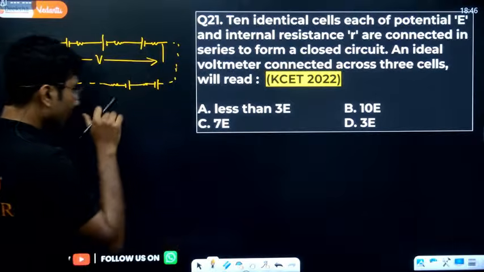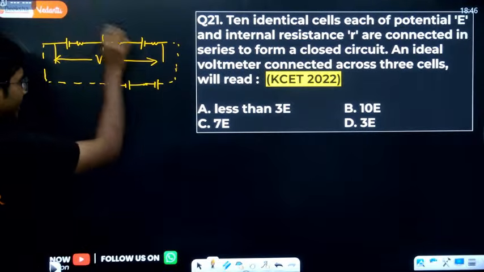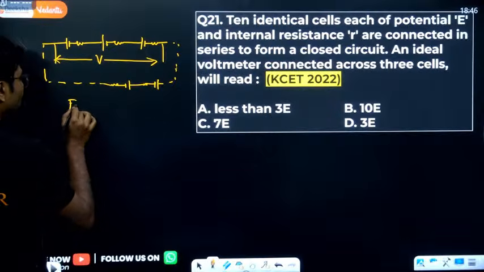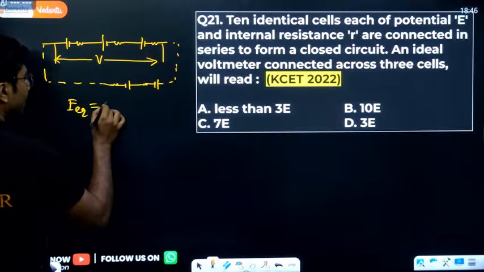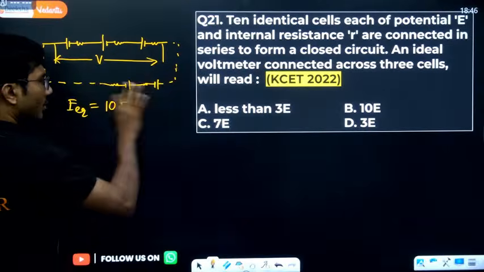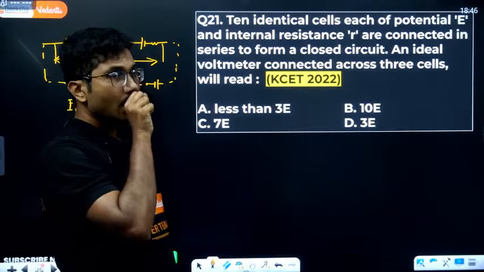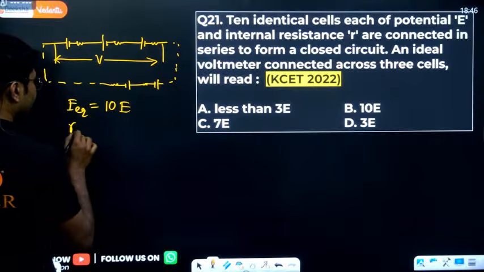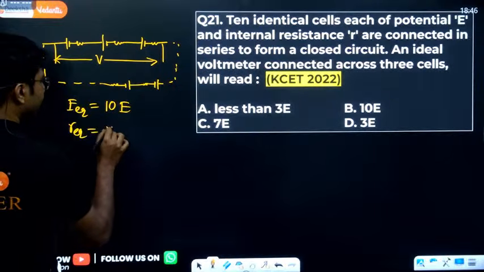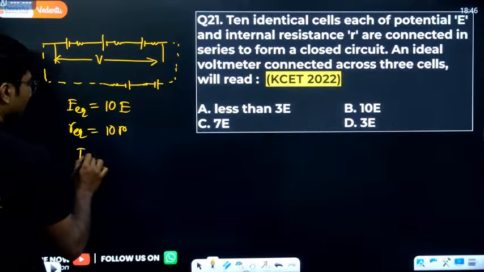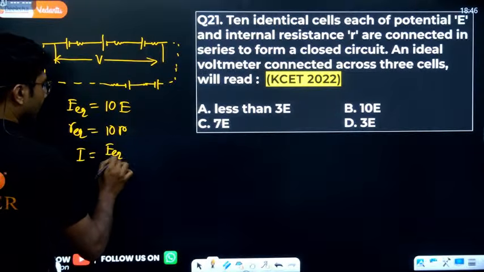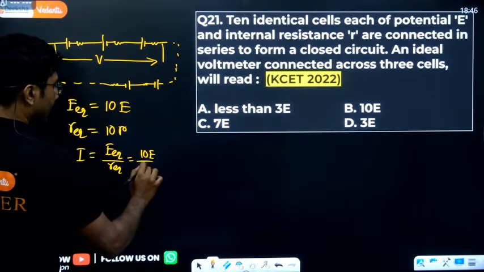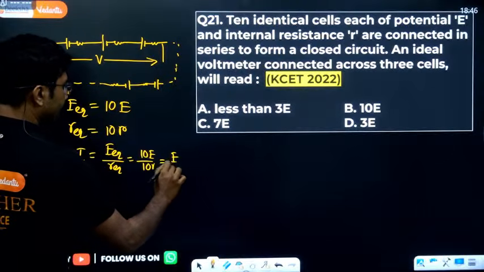So here, the first step is to find the current in the circuit. What is the current in the circuit? How many cells are there? Total 10 cells. So equivalent EMF will be 10E. None of them are wrongly connected, all of them are properly connected. That means equivalent EMF is 10E. What is the equivalent resistance? Equivalent resistance will be 10R. So what is the current? Current is voltage by resistance, that is 10E by 10R, that is E by R.